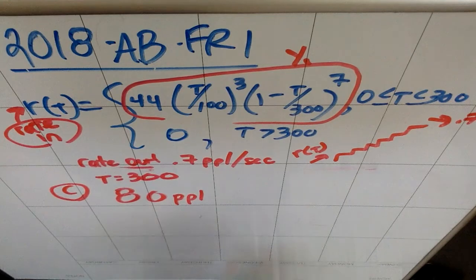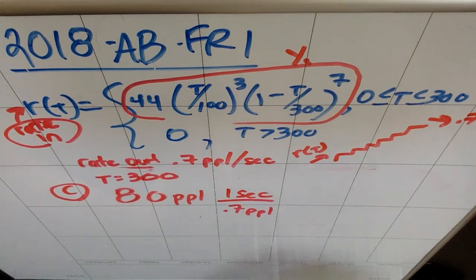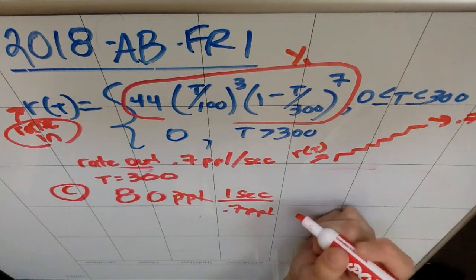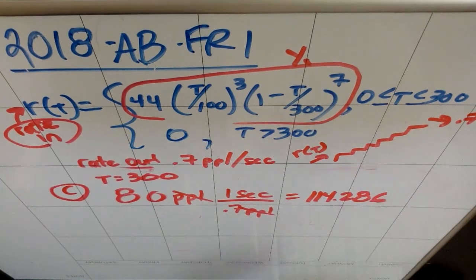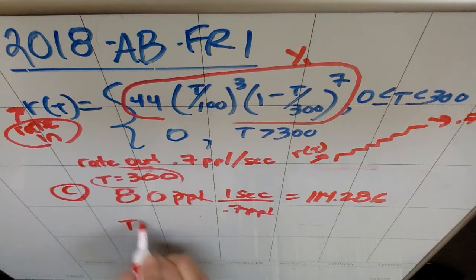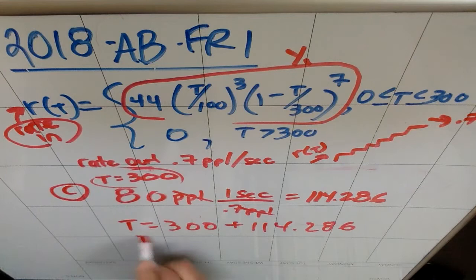There's 80 people. We need to know how many seconds it's going to take for that number of people to disappear. Well, in 1 second, we get rid of 0.7 people. I put the 0.7 people on the bottom so people would cancel. I divide 80 by 0.7, and I get 114.286, right? But that's the seconds after 300 seconds total.